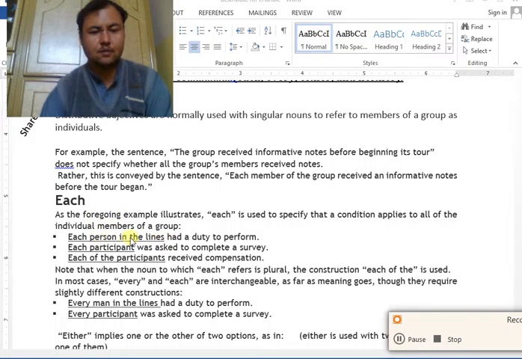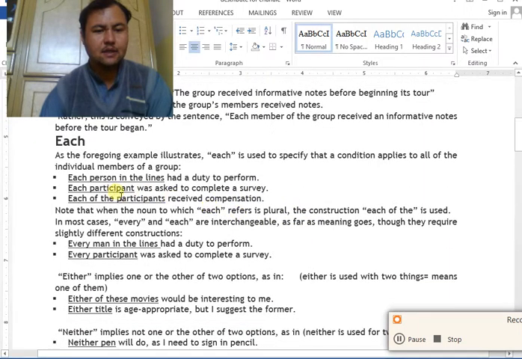So we call them distributive adjectives. Each participant was asked to complete a survey. Same case here, each is modifying the participant. Each of the participants received compensation.